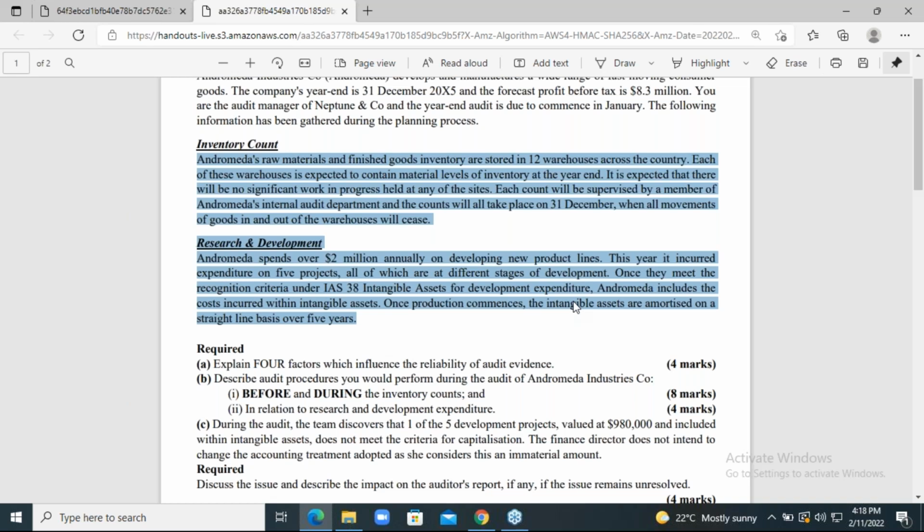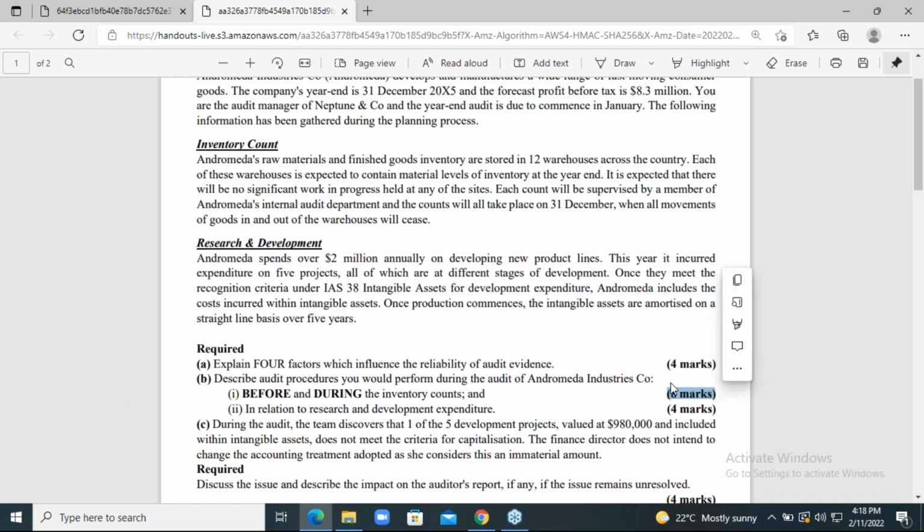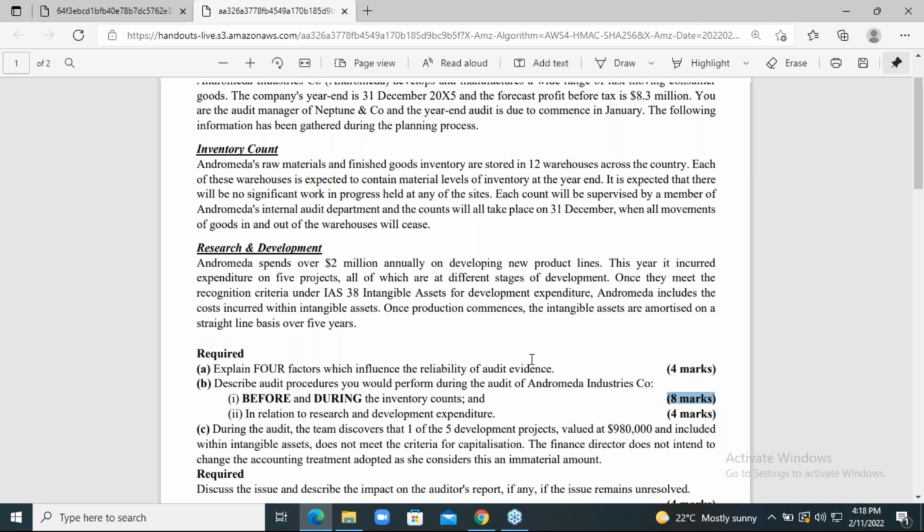Now, what procedures have been asked? Before and during the inventory count. First of all, the examiner asks us to write before and during inventory count procedures for 8 marks. So you can see 4 marks for before inventory count and 4 marks for during inventory count. Now there is data written.